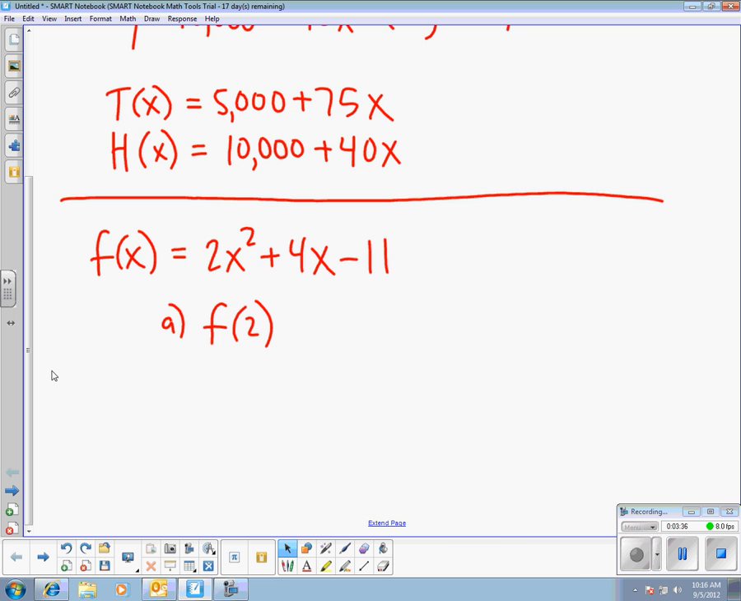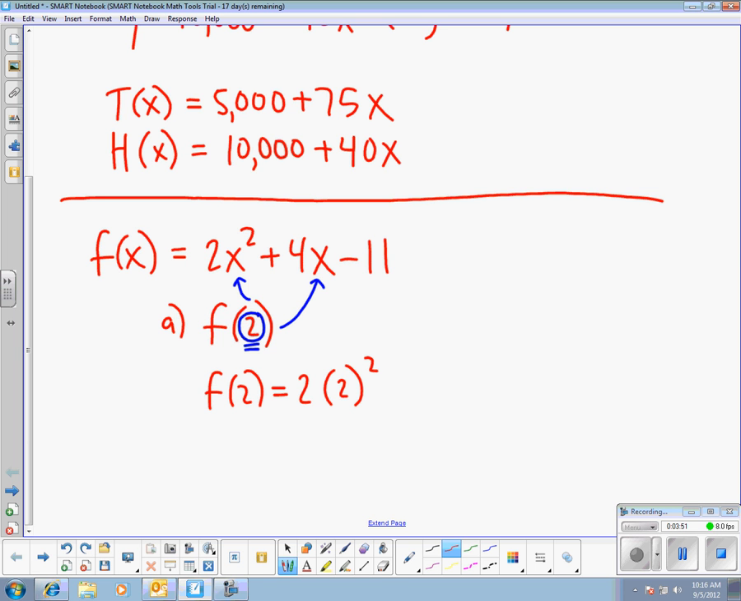One thing that trips people up is whatever goes here goes in every x. No matter what is in these parentheses, it gets subbed in for x. So f of 2 is 2 times 2 squared plus 4 times 2 minus 11. That's 2 times 4, which is 8, plus 4 times 2 is 8, minus 11. And 16 minus 11 is 5.